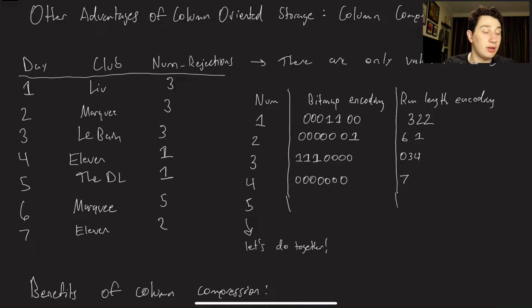And so I'd say this is a realistic depiction of how my time goes whenever I go out to clubs. But I've got 7 days of me going to a club, the club name, and then also the number of times I get rejected by a girl.